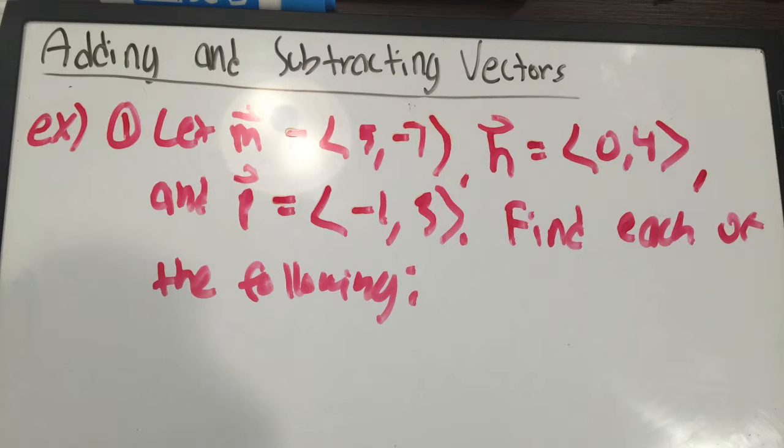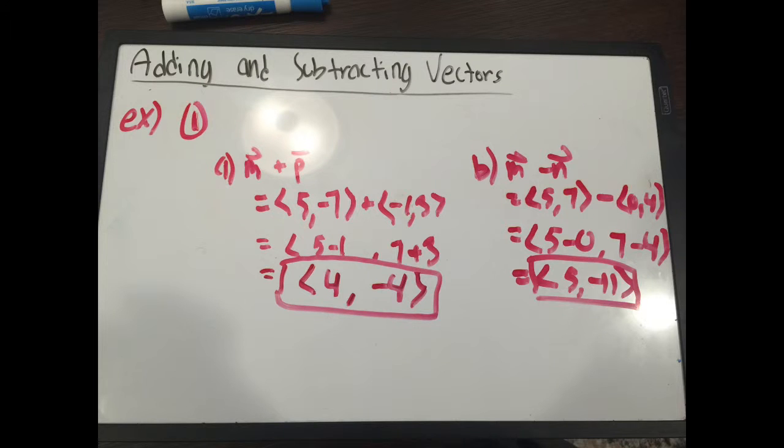Here's an example of adding and subtracting vectors. So, problem number 1. Let vector m equal 5, negative 7, vector n equal 0, 4, and vector p equal negative 1, 3. Find the following. A. Vector m plus p. That will equal 5, negative 7 plus negative 1, 3. So that will be 5 minus 1, negative 7 plus 3. That will equal 4, negative 4.